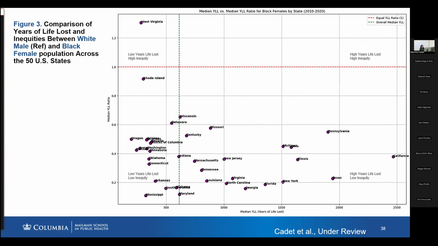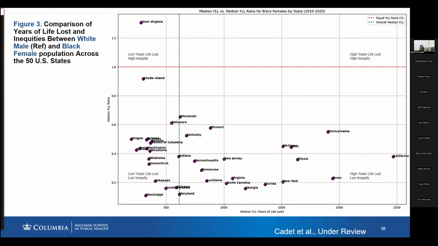So this figure is comparing white males to the Black female population across the 50 states. Again, if we're looking in terms of inequity, we see that West Virginia has high inequity despite low absolute years life loss, where we also see areas in the lower right quadrant, states like California, Pennsylvania, Texas, Illinois, Michigan. We see that these states are among the 19 states with high absolute years life loss for Black females.